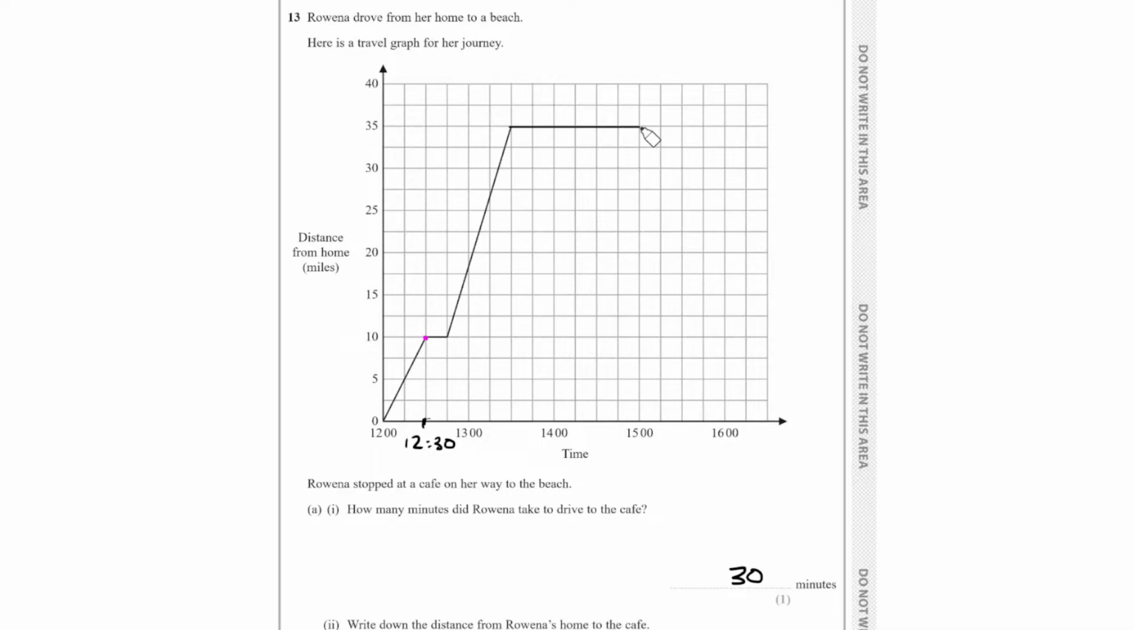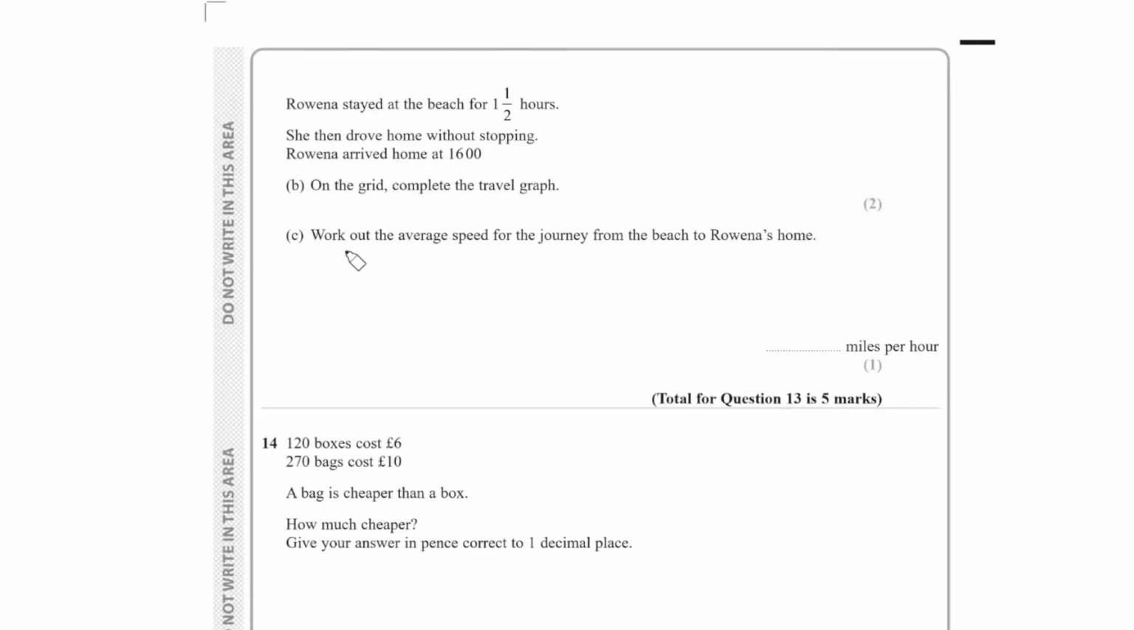And then she gets home by 4. So we're just going to draw a straight kind of diagonal line from there to back home, because obviously back home is 0 miles from home, isn't it? Okay, so that would be part B. Now there was also part C, so work out the average speed for the journey from the beach to Rowena's home. So from the beach back home.